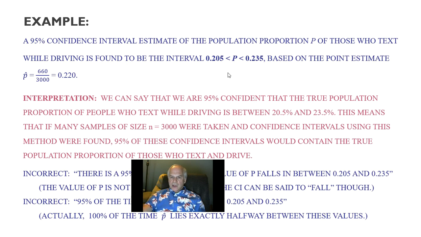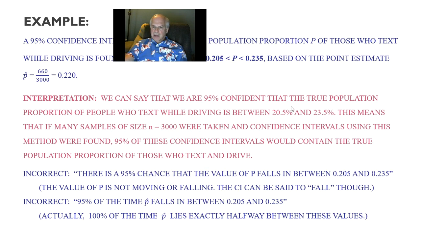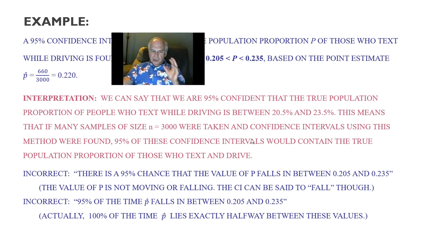Then from that, you would build your confidence interval. Now, we can say that we're 95% confident that the true population proportion of people who text while driving is between 20.5 and 23.5%. And that's from these 0.205 and 0.235. This means that if many samples of size n equal 3,000 are taken, and you make a whole bunch of confidence intervals using this method, 95% of these confidence intervals would contain the true population proportion of those who text and drive.